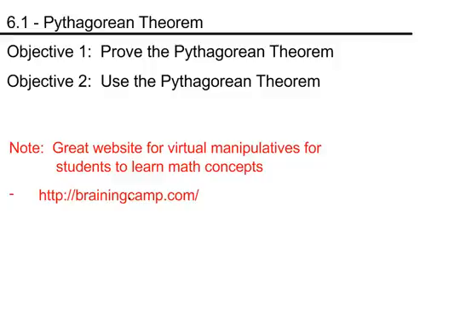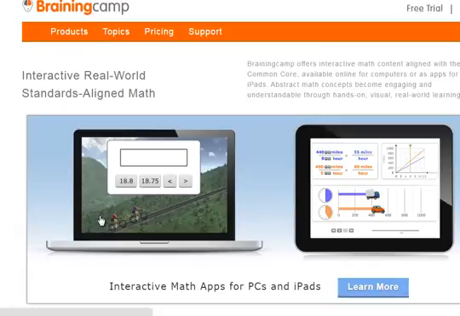We have two objectives. We're going to prove the Pythagorean theorem two ways, and then we're going to use the Pythagorean theorem. So first of all, I want to show you a great website that you can use for any topic. It's braincamp.com, so we're going to jump to it.